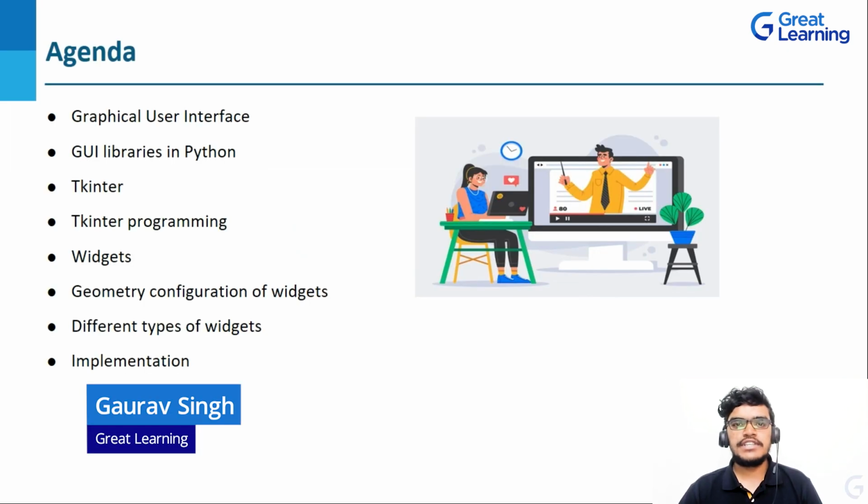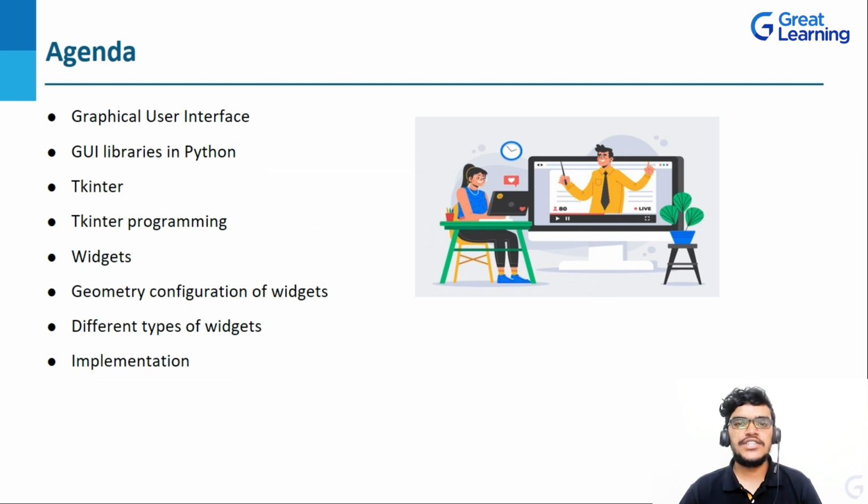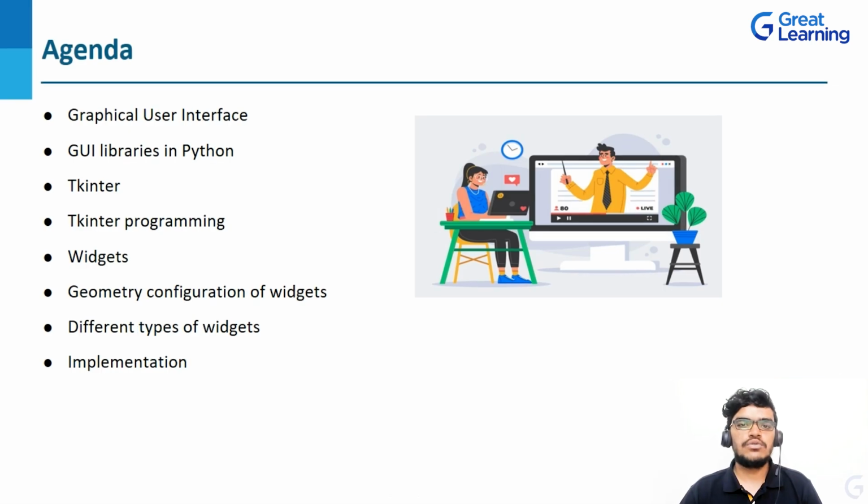Now, moving to the course agenda, first we will learn what a GUI is. GUI stands for Graphical User Interface. It allows users to interact with electronic devices using graphical icons. Now, coming to the GUI libraries in Python, we have different libraries, starting from Kivy, PyQt5, and obviously we have Tkinter too.